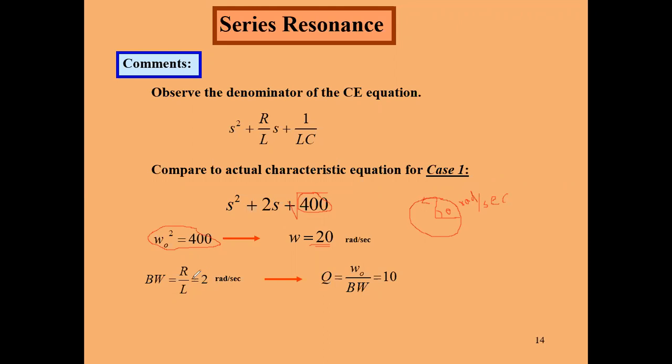So here the bandwidth R by L is nothing but 2 radians per second, and W0 we also know, that is 20. That divided by 2 is equal to 10. Q is equal to W0 divided by bandwidth, and the ratio of 20 by 2 is nothing but 10.